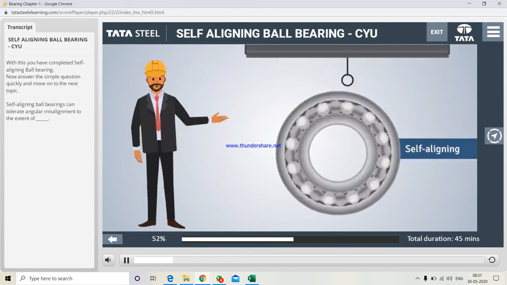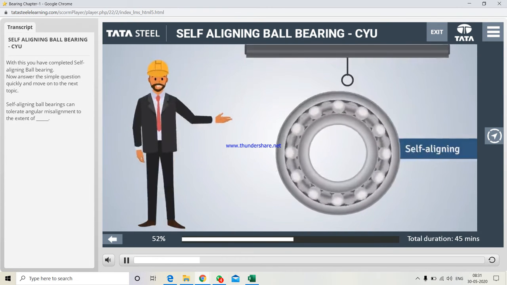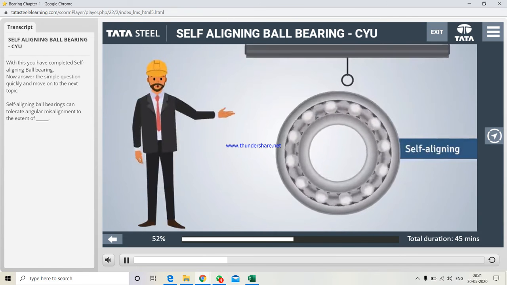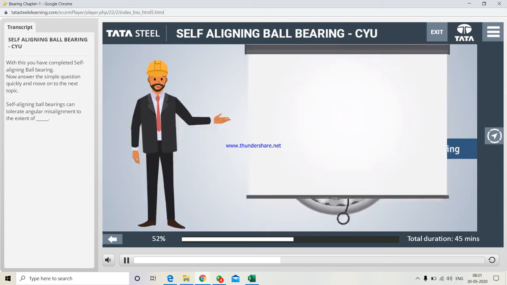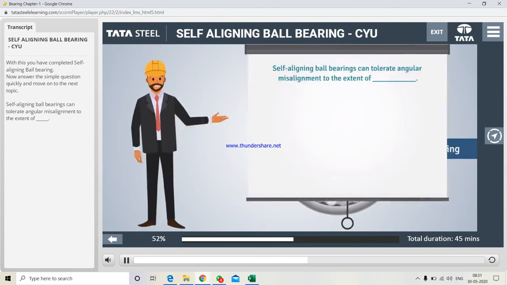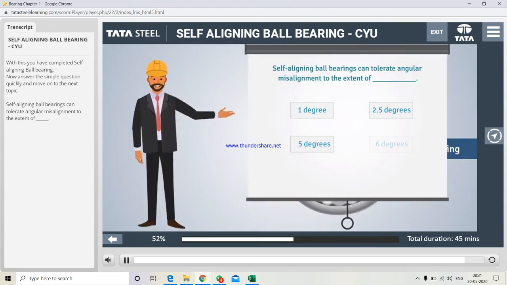With this, you have completed self-aligning ball bearing. Now answer the simple question quickly and move on to the next topic. Self-aligning ball bearing can tolerate angular misalignment to the extent of 1 degree, 2.5 degrees, 5 degrees, or 6 degrees.